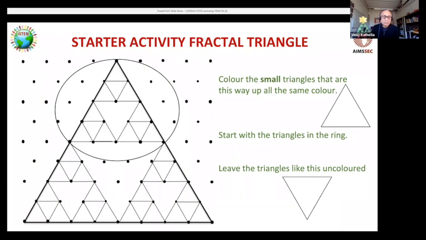You could color them all the same color, you could color them differently. And while you're doing it, just think about how many of these triangles you're coloring. I'll keep quiet and let you do some coloring. I'm coloring. I've chosen purple. That's the most important thing.